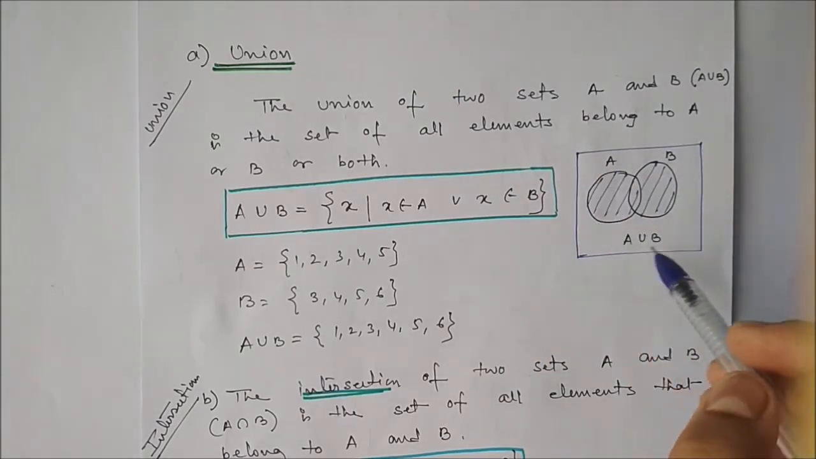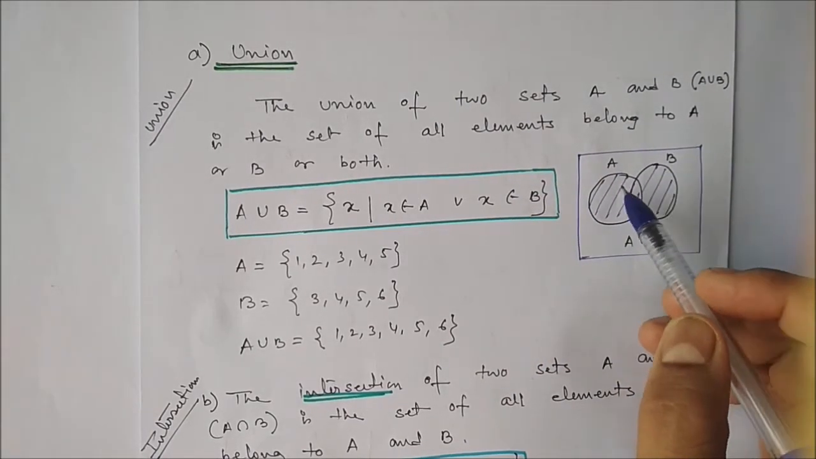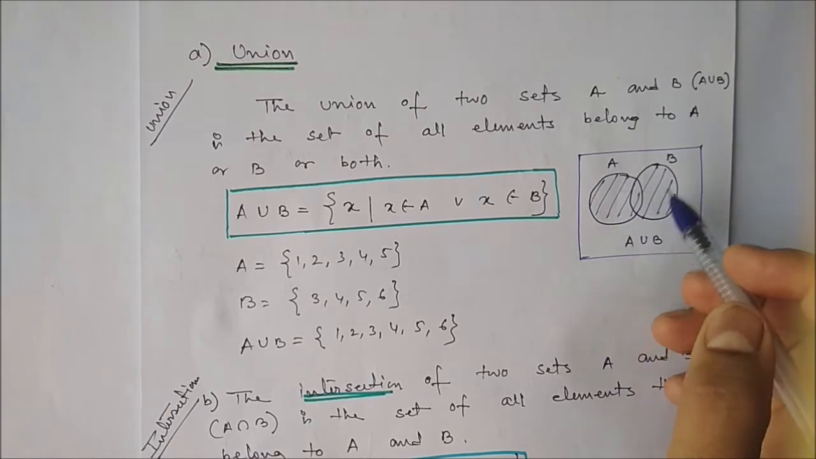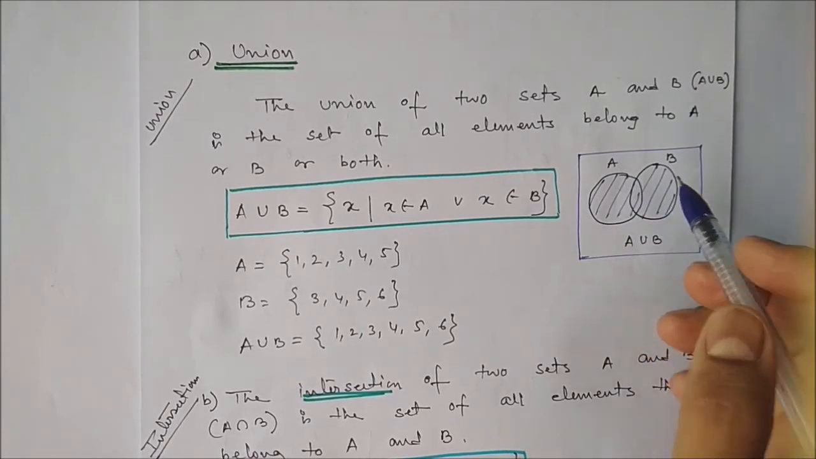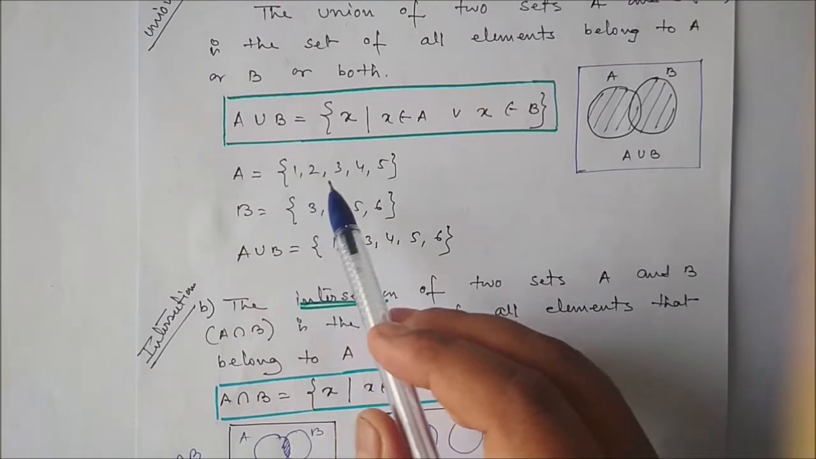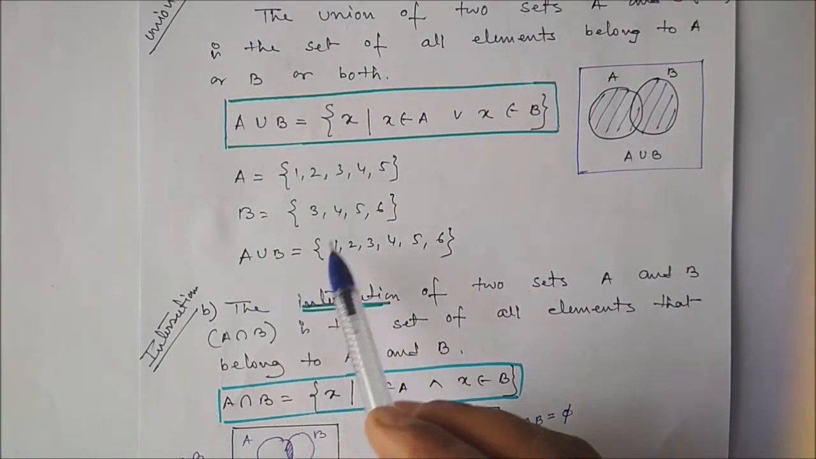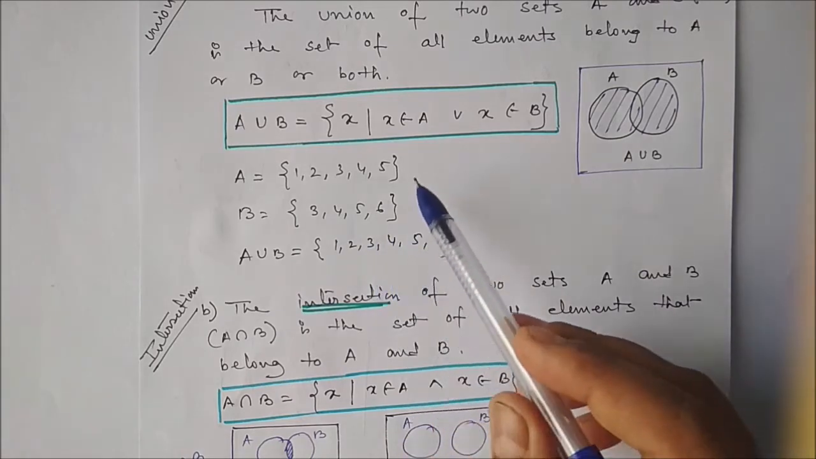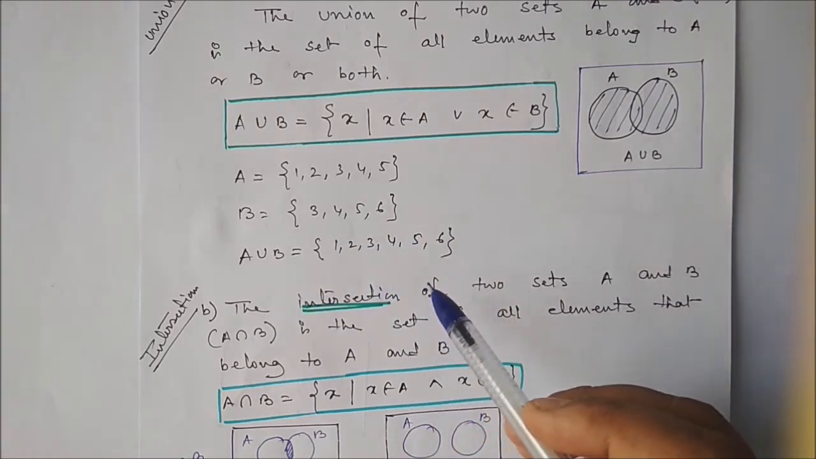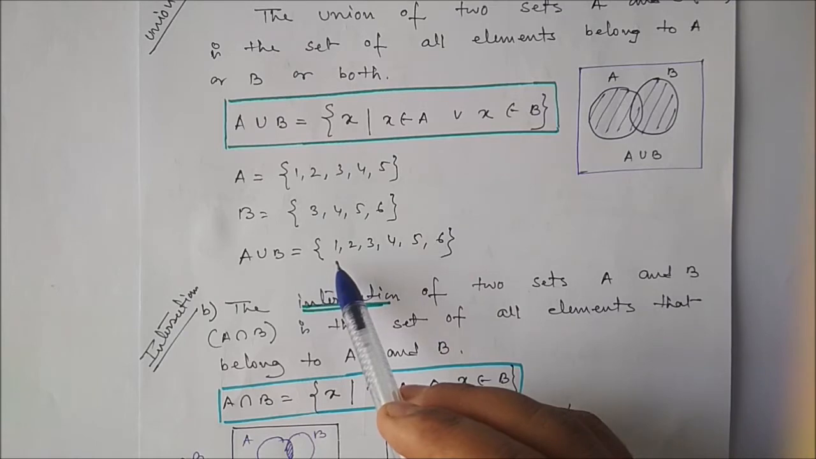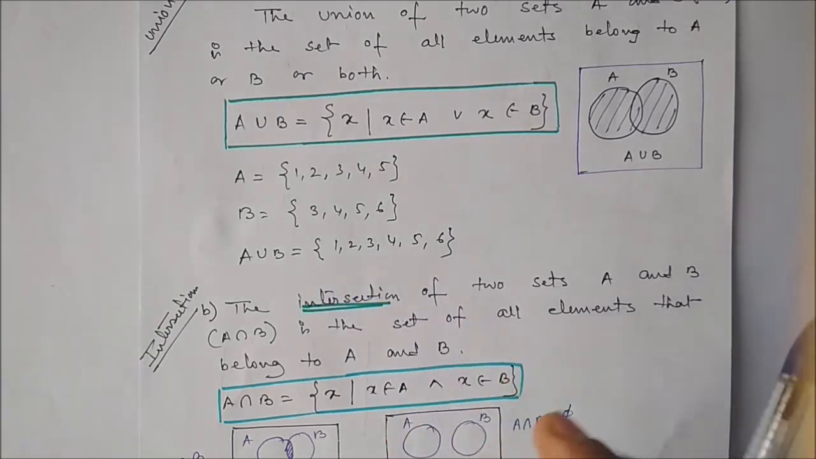And this is our Venn diagram: sets A and B. So we have to include the elements from both sets A and B. A simple example: A is equal to 1 2 3 4 5 and B is equal to 3 4 5 6, and A union B includes all the elements from both sets A and B. And remember one thing, all the elements are distinct.